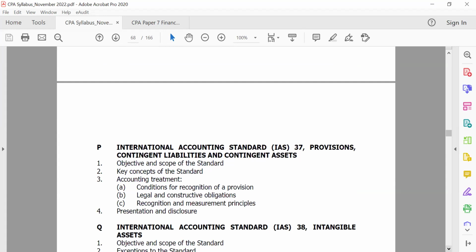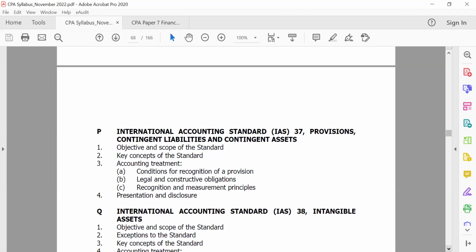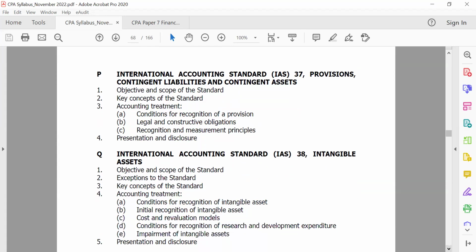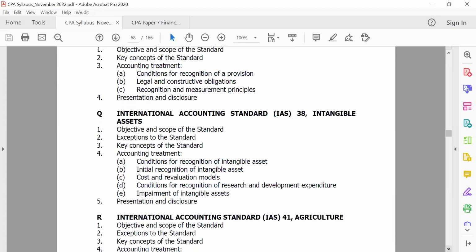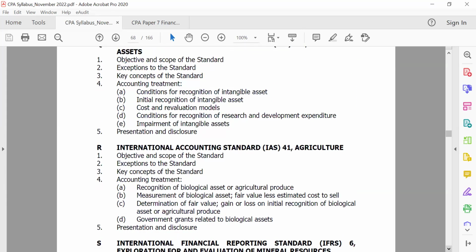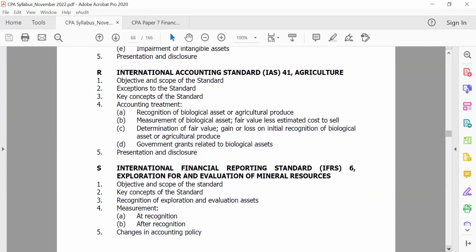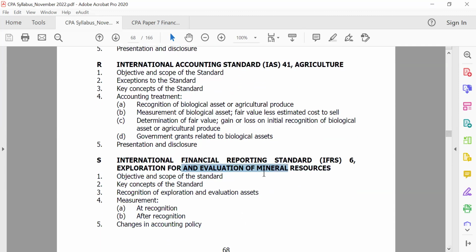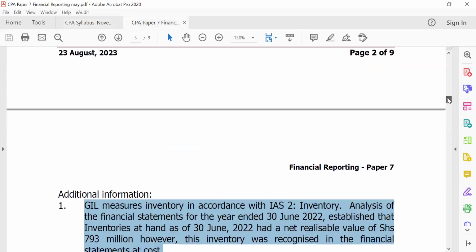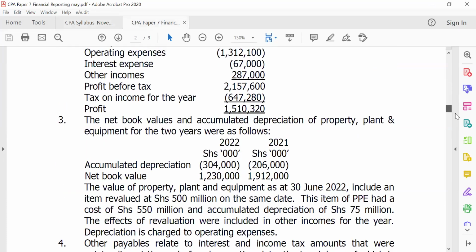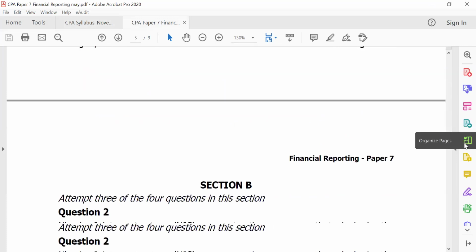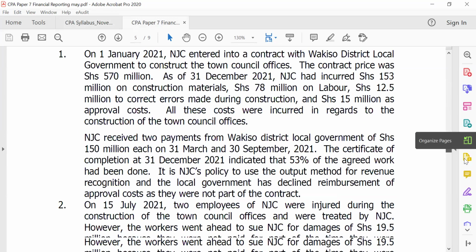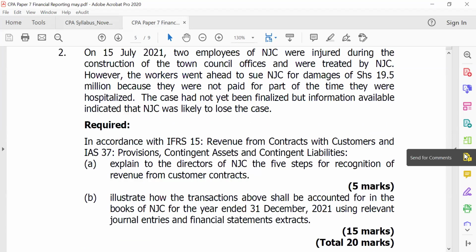IAS 37 is also very common with the provision. I'll just try to run through them here. Then IAS 38, which is intangible assets. Then we have 41, which is agriculture. Then we have one on exploration and evaluation of mineral resources, as Uganda is on that journey. I think you saw one of the questions in this paper. The examiner was trying to get us to that kind of direction. So any standard that is on the syllabus can actually be examined.